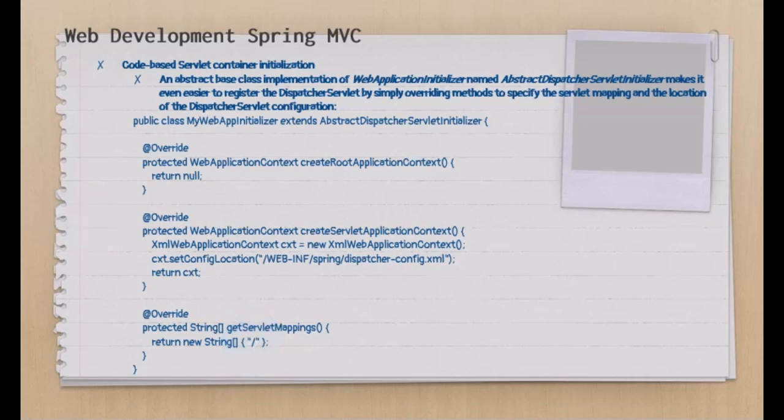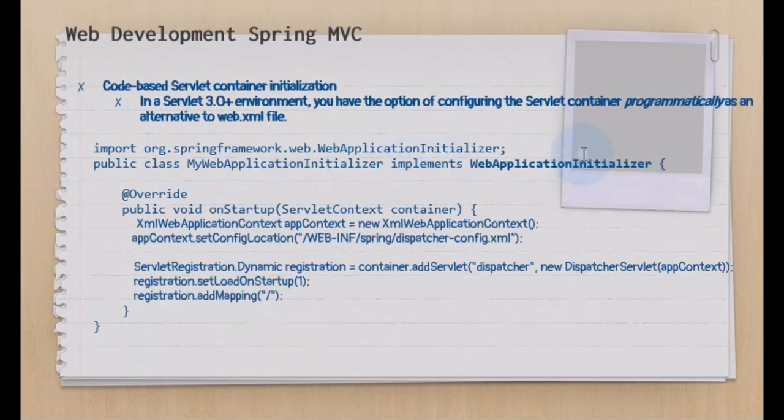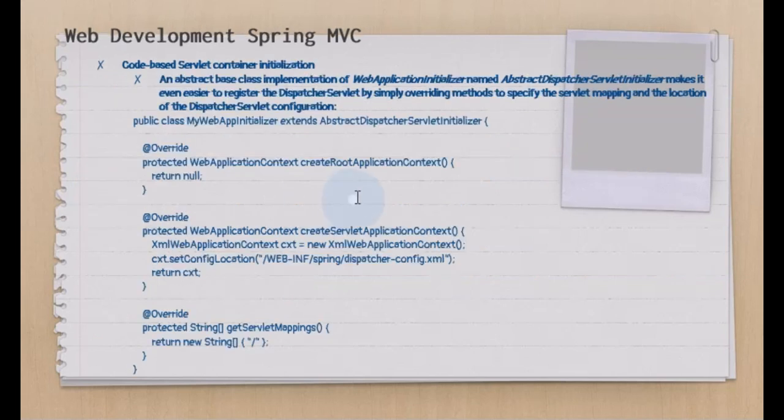Again, I am reiterating, instead of implementing the web application initializer, you can extend from the AbstractDispatcherServletInitializer. But this piece of code is still using an XML for bean definitions. But as we have been saying from the start, we are not going to use any XML files.